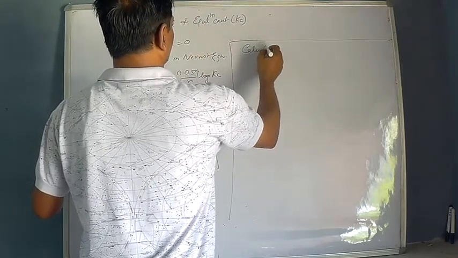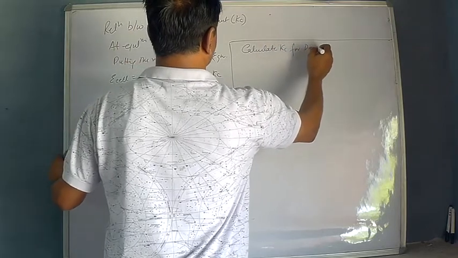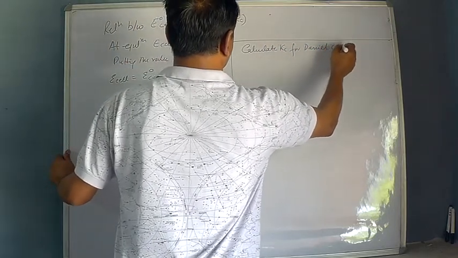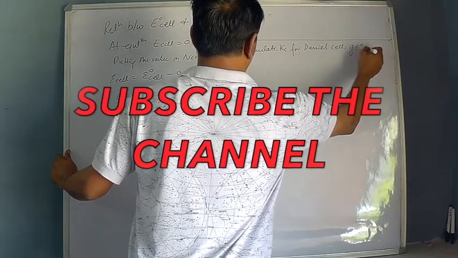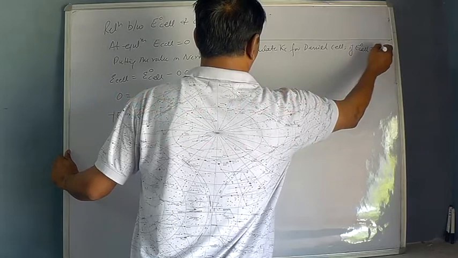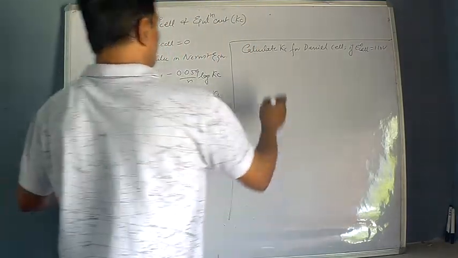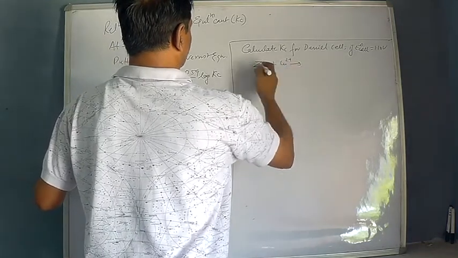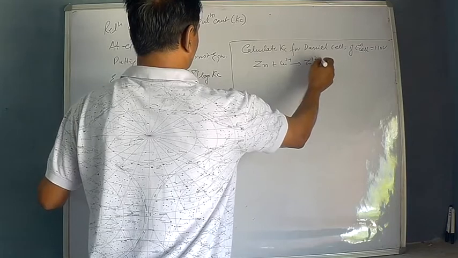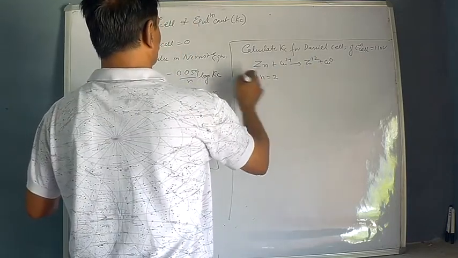Calculate Kc for the Daniell cell if E0 cell equals 1.10 volt. The reaction is given. We all know that Zn is getting oxidized and copper is going to be reduced. So the number of electrons taking part is n equals 2.